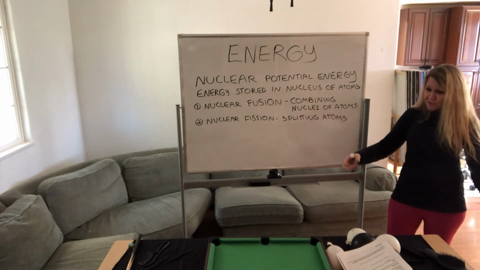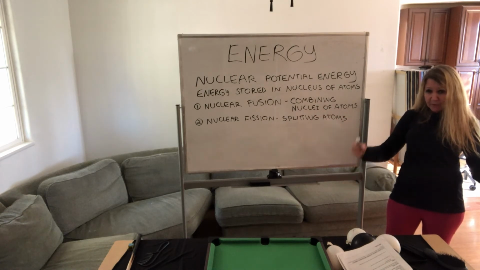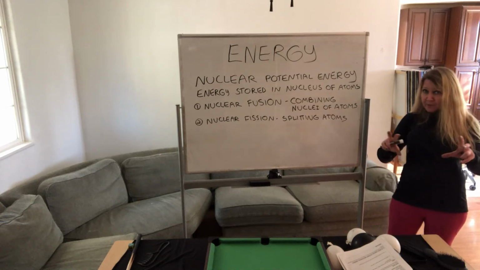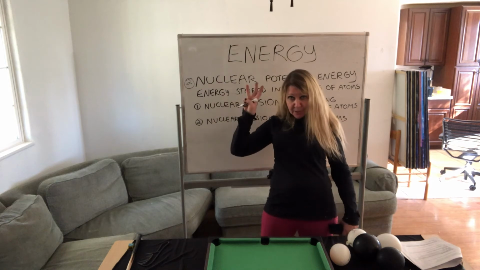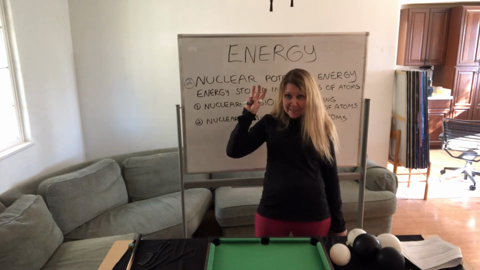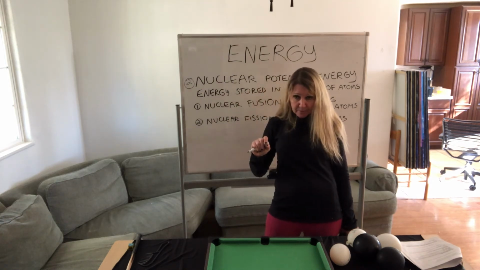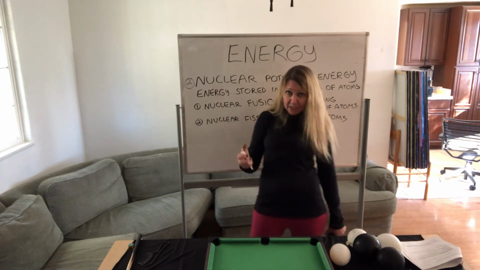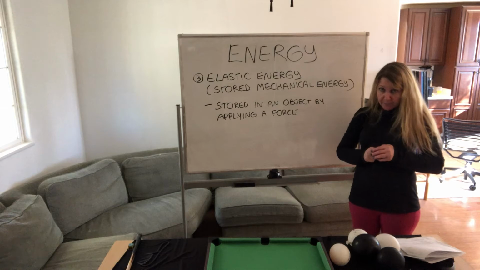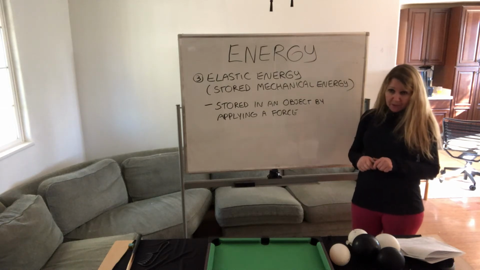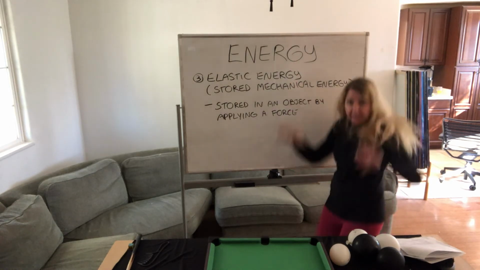Nuclear fission is splitting atoms. So when you're starting with a larger atom, you're splitting the nucleus into smaller atoms. The third type of potential energy is elastic energy, also called stored mechanical energy. Okay, so elastic energy is also known as stored mechanical energy. Have you ever been on a trampoline?